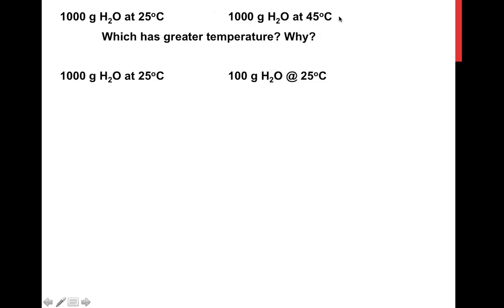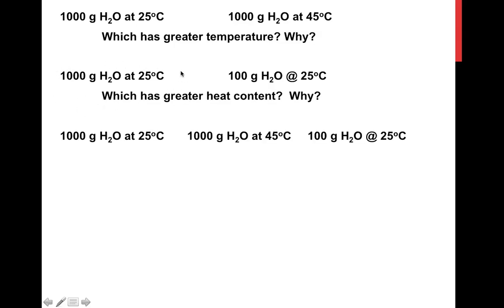So let's say you have 1,000 grams of water at 25 and 100 grams of water at 25. Which has the greater heat content and why? Well, because this one has more mass, and it's at the same temperature, right? You have the same average kinetic energy, but this one has more total particles because it has more mass. So this is going to have a greater heat content. Okay, so now we have three things.